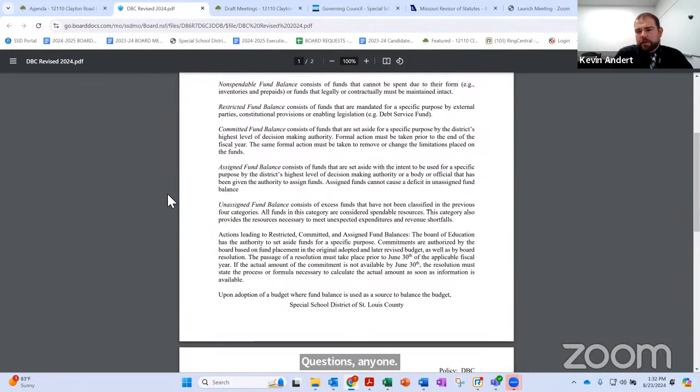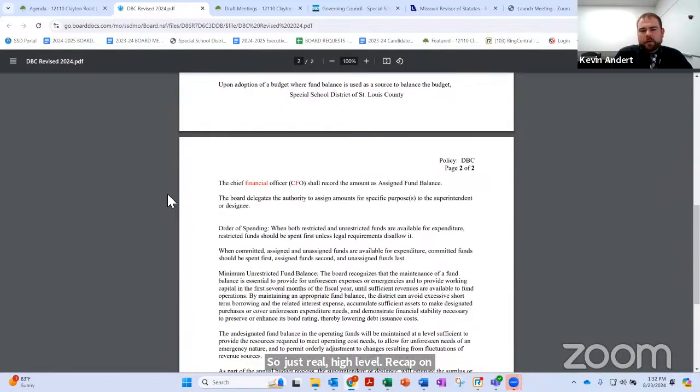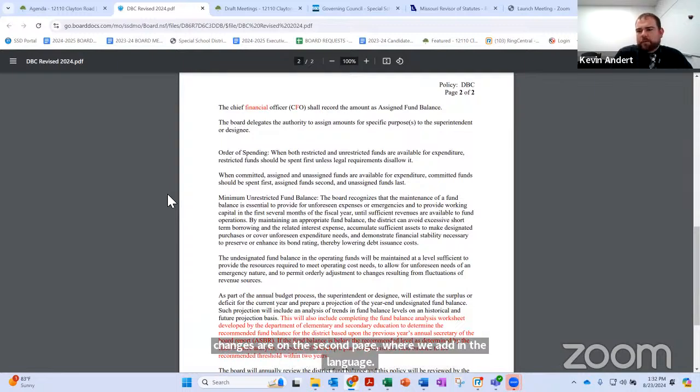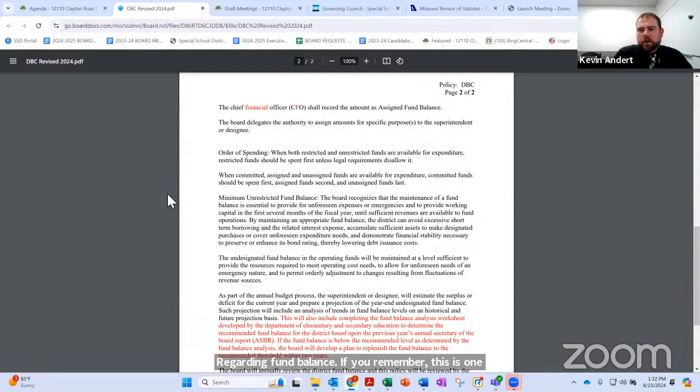Just a real high level recap on this one. The changes are on the second page, where we add in the language regarding fund balance. If you remember, this was one that was revisited a year ago. At that time, the request was to remove any language about a fund balance threshold. Instead, we want to go to a more dynamic measure. Since Cindy got here, she identified that DESE has a worksheet specifically designed to calculate how big a fund balance a district needs to cover its expenses over the course of the year. It responds to what our revenue and expenses are. So this would shift us to annually using that form from DESE, based off the annual Secretary of the Board report, to calculate what our threshold should be. And if our fund balance is below that threshold, the board would develop a plan to get us above the threshold.